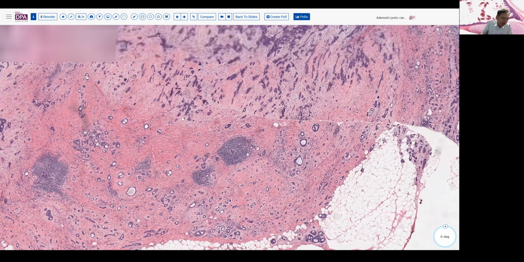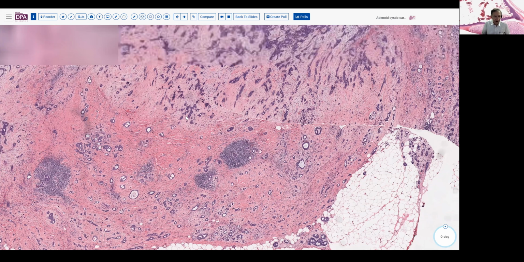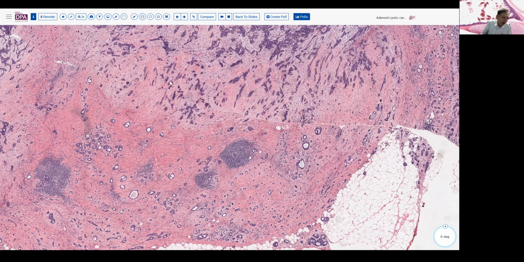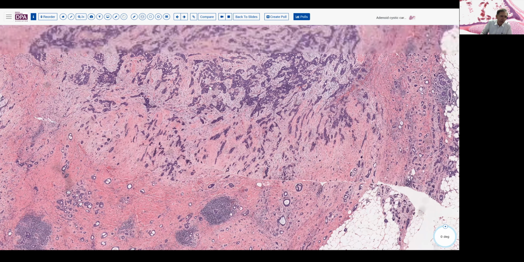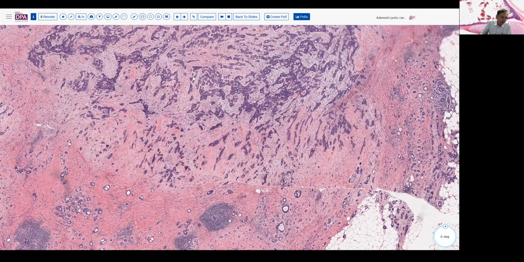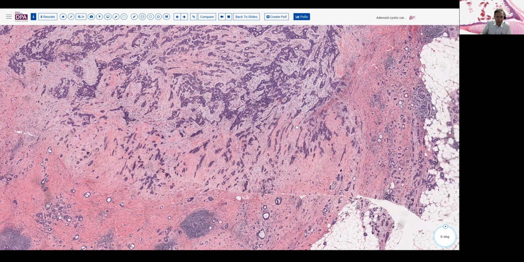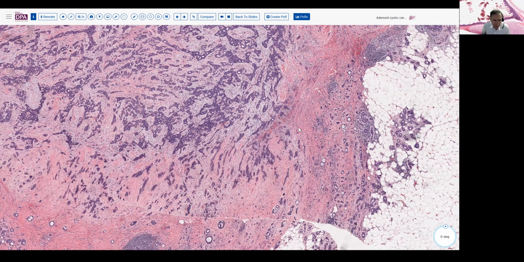Now, it would be useful in this circumstance to think about what the differential might include. Any adenocarcinoma in the vulva is probably more frequently going to be metastatic than primary. But primary mammary type tumors could certainly be considered. Skene's gland adenocarcinomas, very uncommon, but can be considered. And then these other types of tumors that we've discussed from Bartholin's gland or other locations can also be considered.